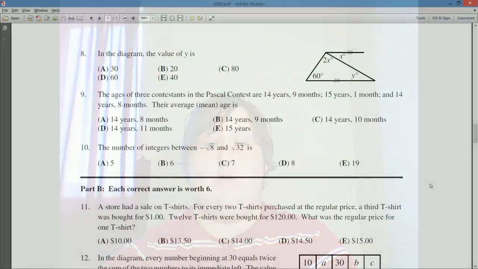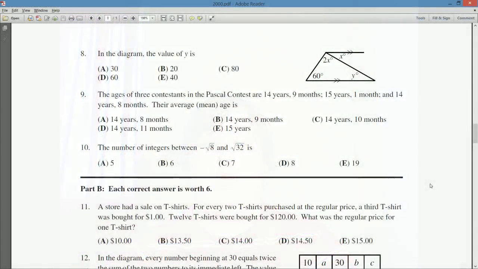Hopefully you had a chance to take a look at it. So let's see what we can figure out. In the diagram, the value of y is, okay, short but sweet. That's fine. So let's take a look at our diagram.